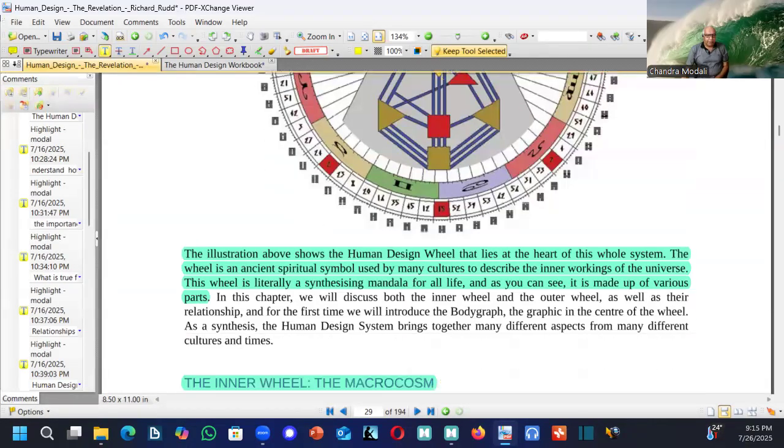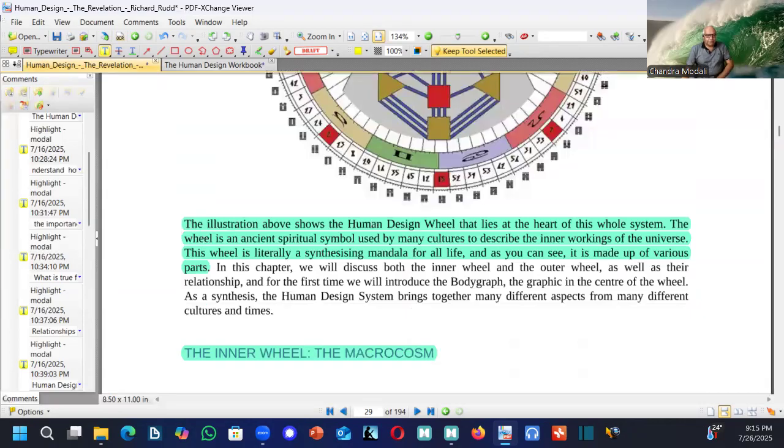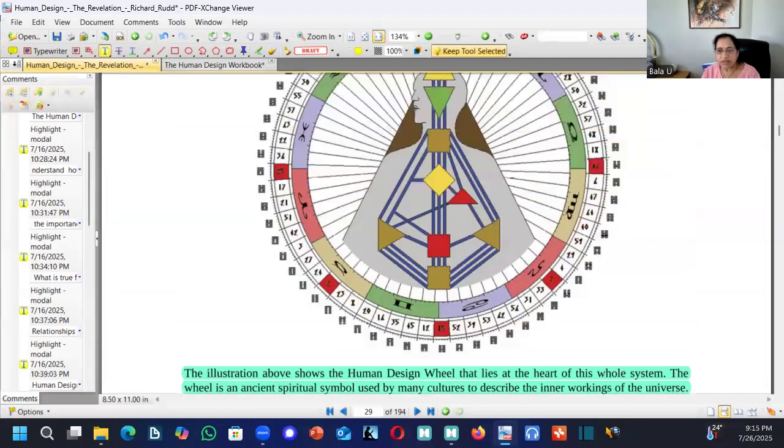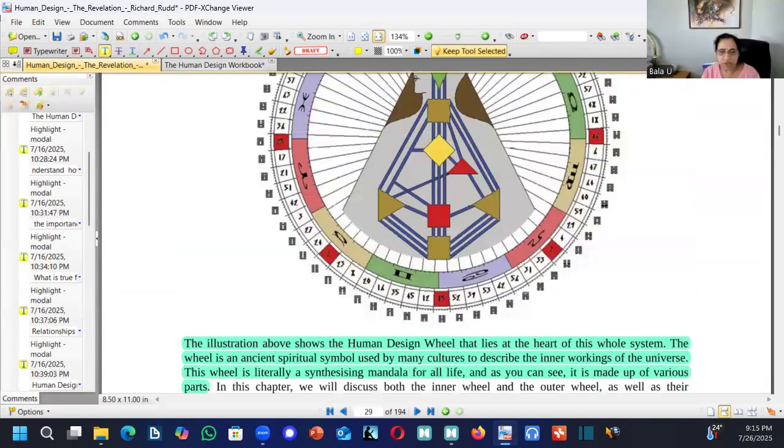Yeah. Let's go ahead, ma'am. We can read from here. The illustration above shows the human design wheel that lies at the heart of this whole system. The wheel is an ancient spiritual symbol used by many cultures to describe the inner workings of the universe.